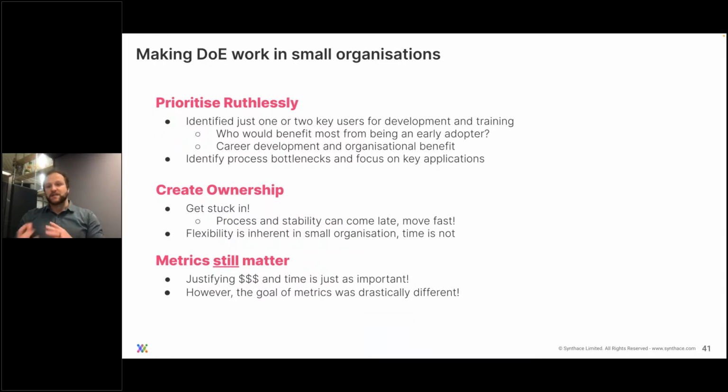So whilst I think there is some commonality here between large pharma and a small biotech, there are a few differences. One is, I think, fairly obvious. The need to prioritize quite ruthlessly is far more important if you're a very small organization. And this was the case both for their scientific experiments that they were looking at, but also in the number of users that they looked to develop and train for being that source of knowledge for DOE.